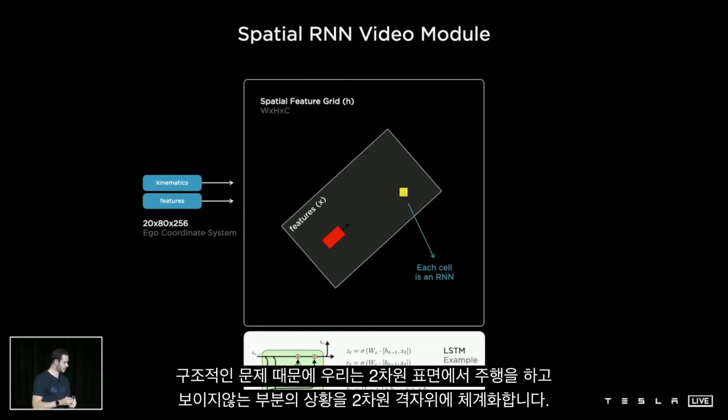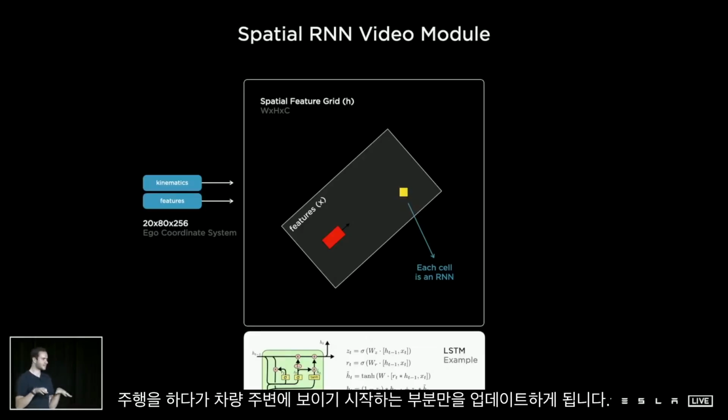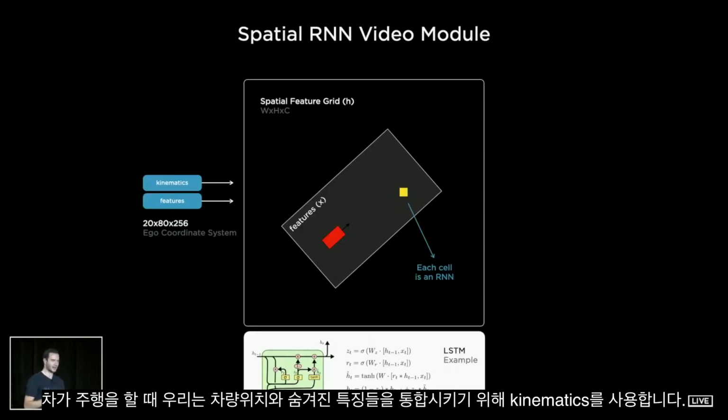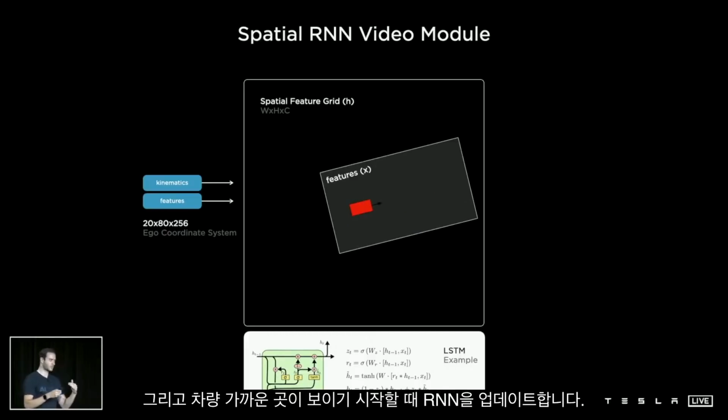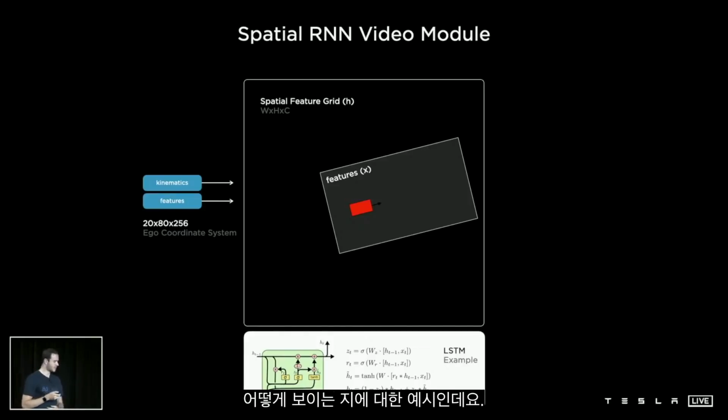And so what we're doing here is, because of the structure of the problem, we're driving on two-dimensional surfaces. We can actually organize the hidden state into a two-dimensional lattice. And then as the car is driving around, we update only the parts that are near the car and where the car has visibility. So as the car is driving around, we are using the kinematics to integrate the position of the car in the hidden features grid. And we are only updating the RNN at the points that are nearby us. So here's an example of what that looks like.